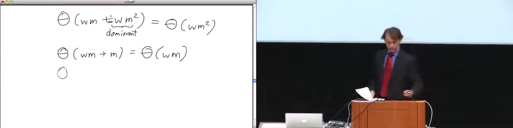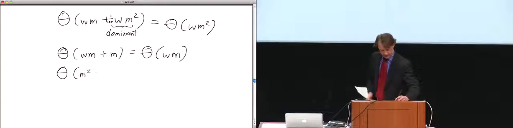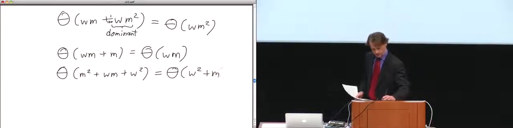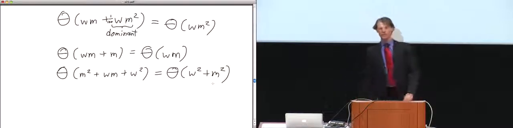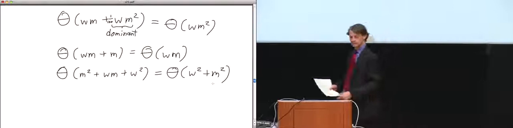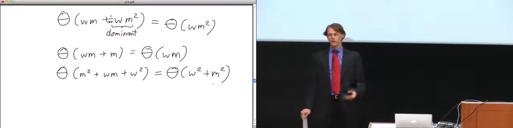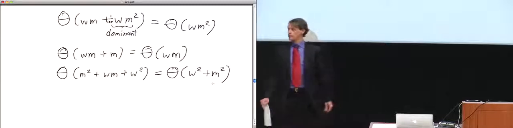And there are really tricky situations, like this is not obvious, but you can prove that if you have m squared plus Wm plus w squared, you can drop the middle term and that doesn't change anything, because either w is bigger than m or m is bigger than w, and in either case, the middle term does not dominate. So there are places where you can drop a term, but you do have to be very careful about it.